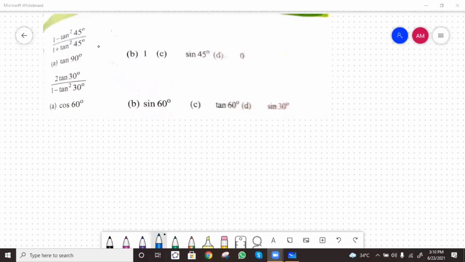So that is 0. Is it sin 90? No, 0 is not sin 90, so this is not the option. What is sin 45? 1 by root 2, so this is not the option either. What's the answer? D, option 0. In the similar way, you solve this also. So you take these problems as assignment.